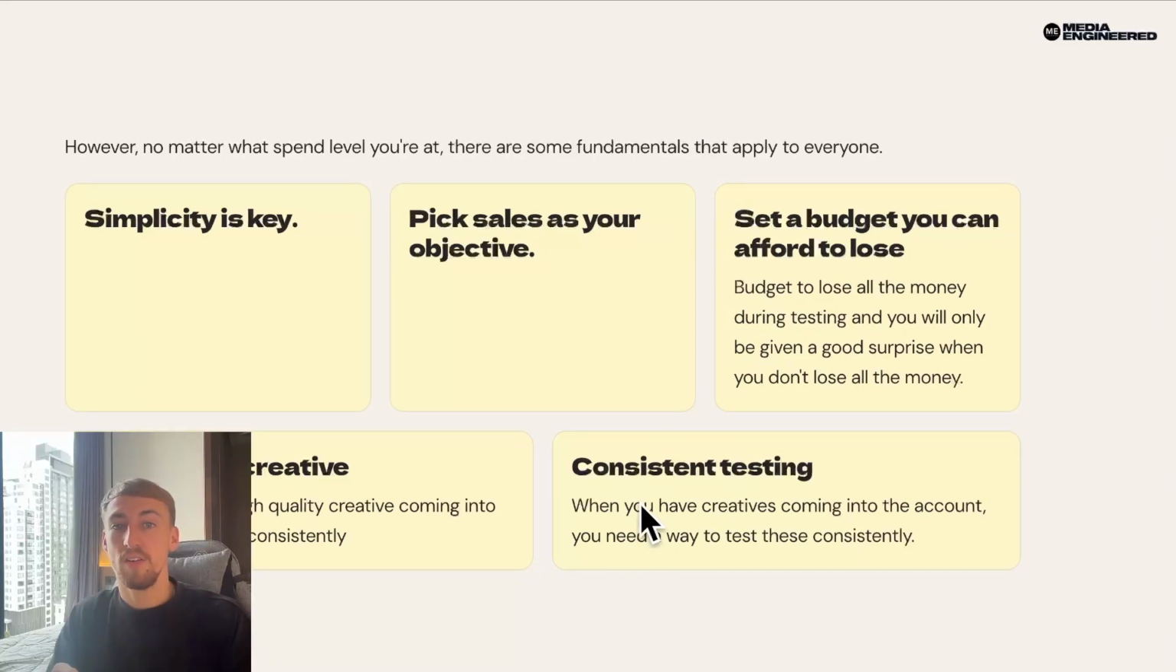And then fourth is consistent testing. So when you have creatives coming into the account, you need a way to test these consistently. The same thing applies. You need a creative coming in, you need to be able to test them, and you need to be able to see it clearly.